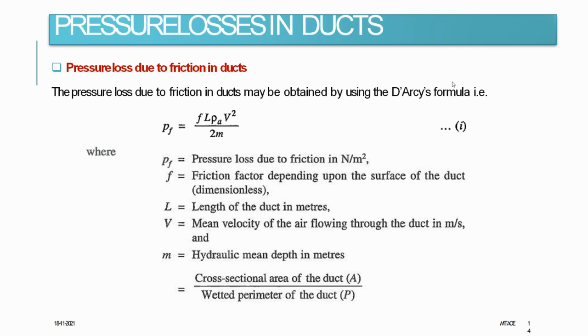Here, Pf is the pressure loss due to friction, in Newton per meter square. f is a friction factor depending upon the surface. Friction factor is a dimensionless quantity. L is the length of the duct in meters. V is the mean velocity of air moving through the duct in meter per second. And m is the hydraulic mean depth. Hydraulic mean depth we can calculate as cross section divided by perimeter. So cross section or area of the duct A divided by wetted perimeter of the duct P. So A upon P we get m.